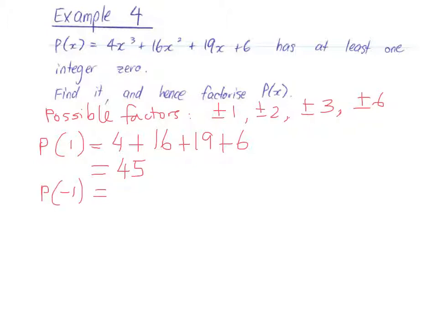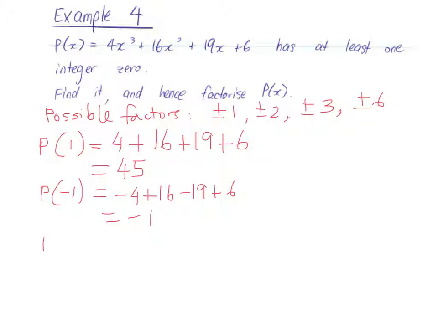Let's sub in negative 1. So we've got 4 times negative 1 cubed, plus 16 times negative 1 all squared, plus 19 times negative 1, plus 6. And that equals negative 1, which means x plus 1 is not a factor of p of x.